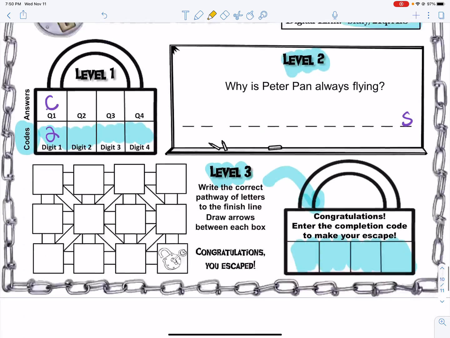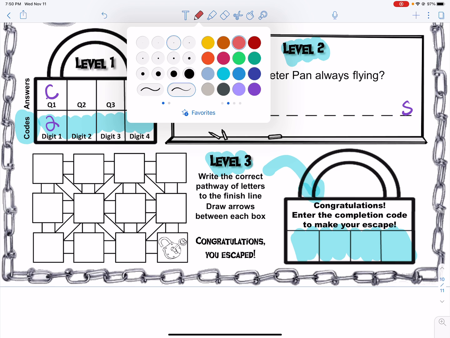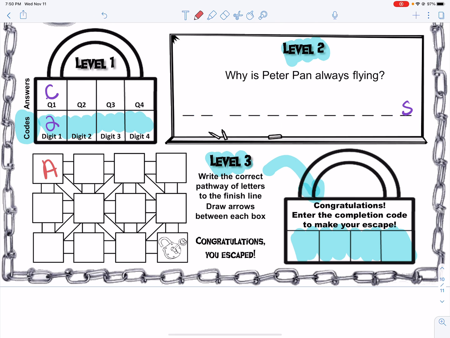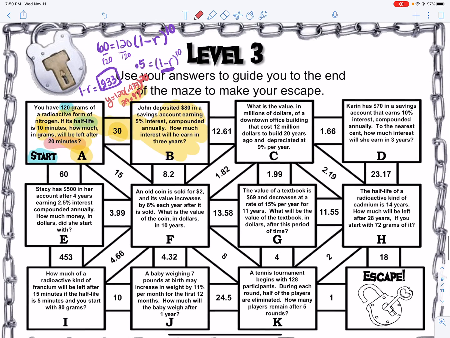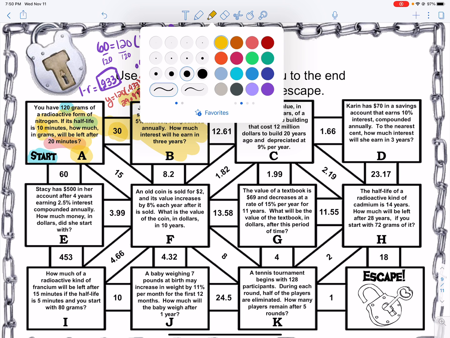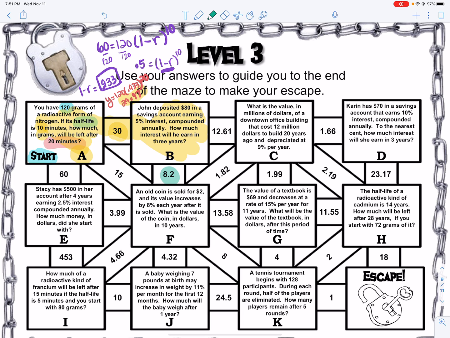So when I go to my answer down here, I started in A and then I'm going to B. And I'm just going to write the letters I go through until I get to the unlock button. So now when I go to B, it says, John deposited $80. I'm going to work this all out. And if you look at the answers, the only answers that I could get are 8.2 or 12.61. So whichever one I get, that's the path I'm going to take. Okay, and I'm just going to follow it all the way through until I get to escape.